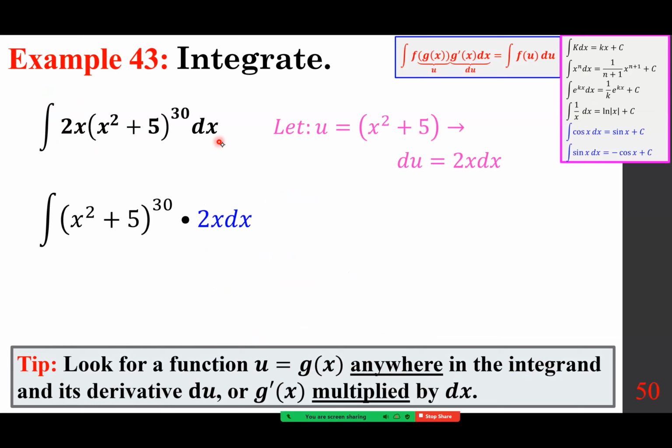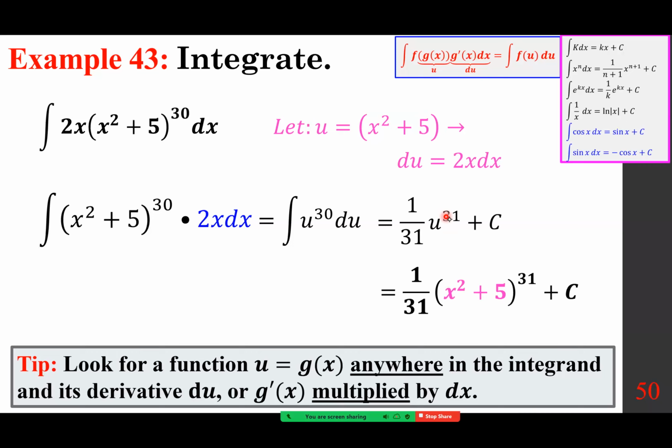So we can clearly see we are dealing with u to the power of 30 du, which makes it a simple case of a power rule. So 1 over 31 u to the power of 31 plus a constant. And you replace the u accordingly, and you end up with the proper answer as 1 over 31 times x squared plus 5 to the power of 31 plus a constant.